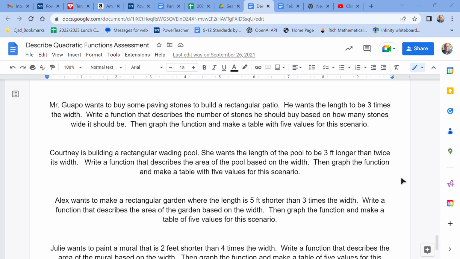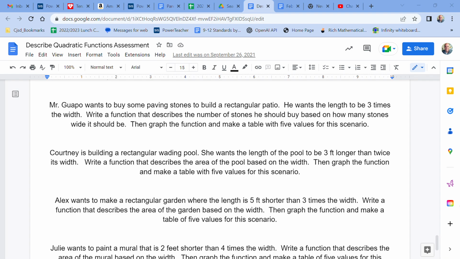Alex the gardener. He wants a garden. Okay. And it's a rectangle garden. So you know what I'm going to do. Your first job is always to make meaning. So I'm going to make a rectangle. It means 90 degrees right here. It says the length is 5 feet shorter than 3 times the width.